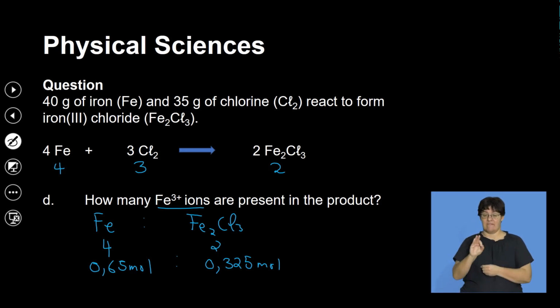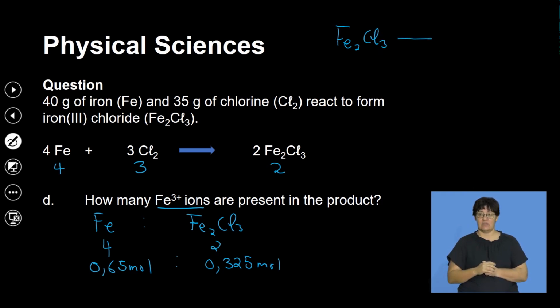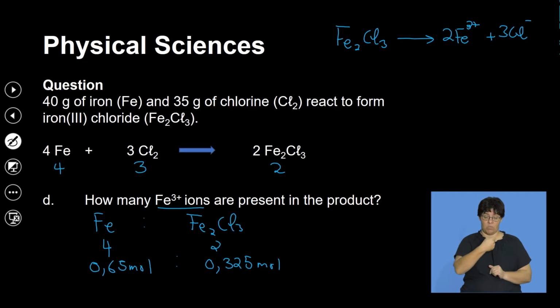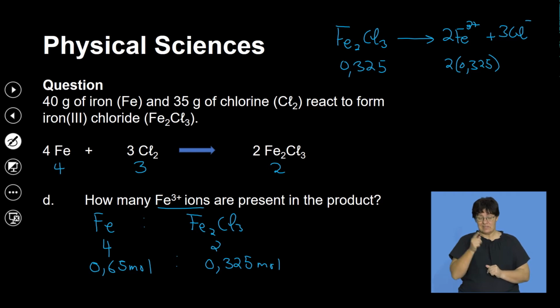Right, but then if we go back to this equation in terms of formula unit, what do we have? We have Fe2Cl3. So in terms of ions, it will be 2Fe3+ and 3Cl minus. So for every mole of iron 3 chloride, there is double the number of moles of iron. So if we have 0.325 moles, it will form 2 times that, which is 0.65. So this is the actual number of moles of Fe3+ ions.